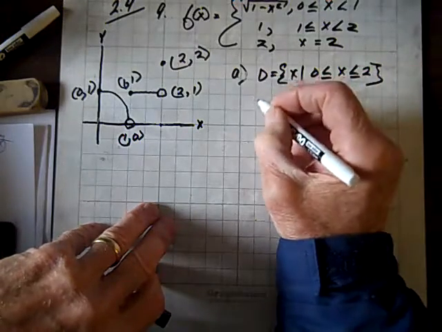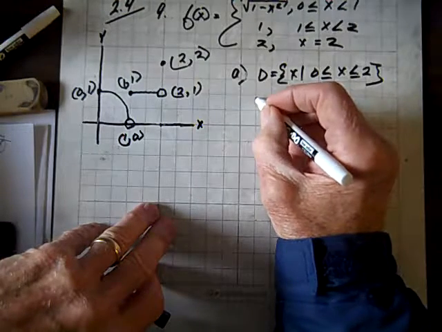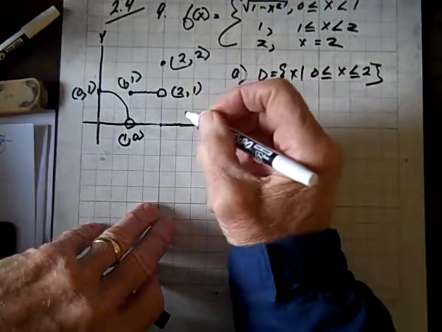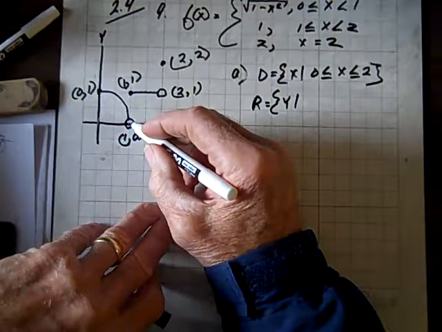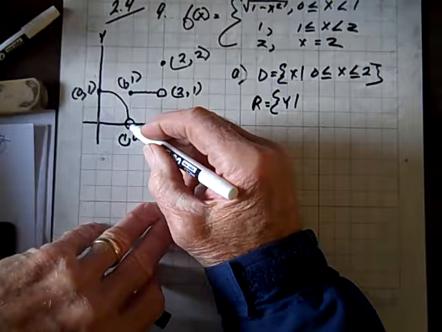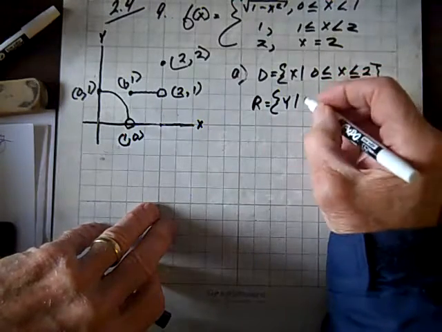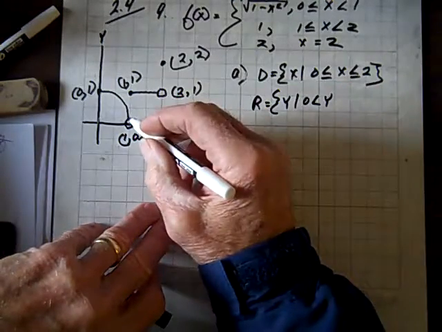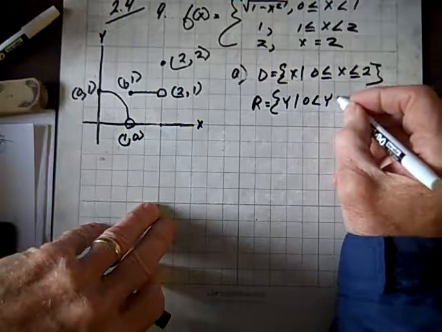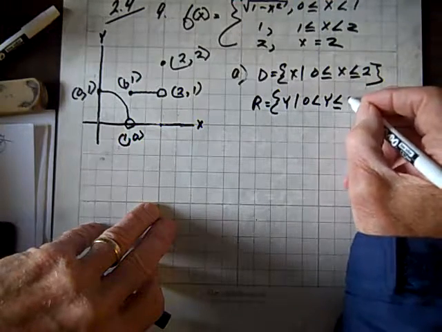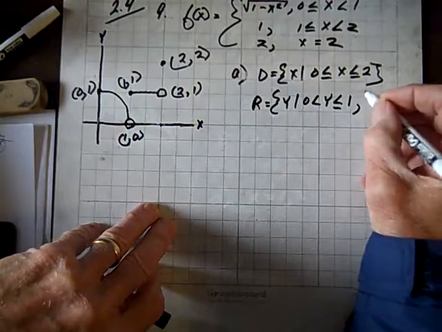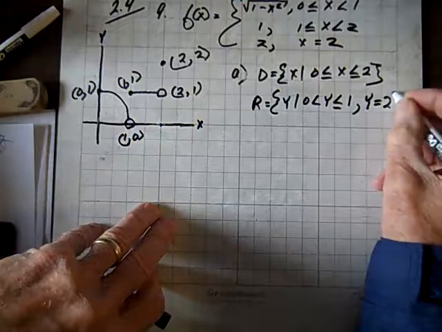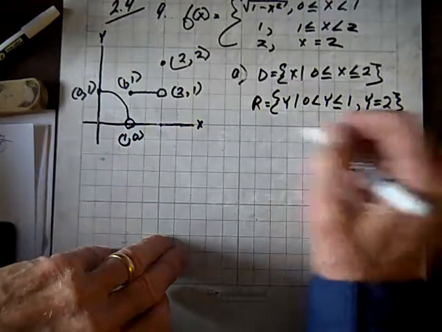Okay, now let's do the range, and the range equals the set y such that, and we're bounded by 0 but not including 0, so 0 is less than y, which is less than or equal to, we do get to 1, equal to 1, and we also have y can equal 2. And so there's the range of the function.